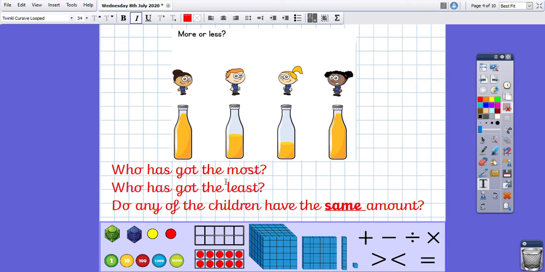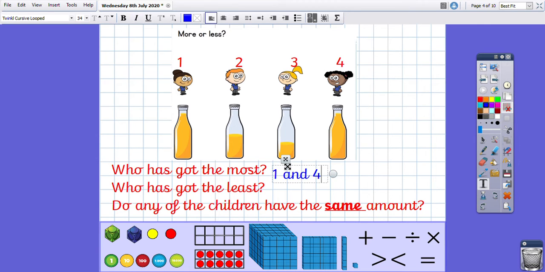Who has got the most? Who has got the least? And do any of the children have the same amount? So, who has got the most? Let's number the children because we don't know their names. So let's call them 1, 2, 3, and 4. So who has the most? Children 1 and 4 have the most. So we can write 1 and 4.